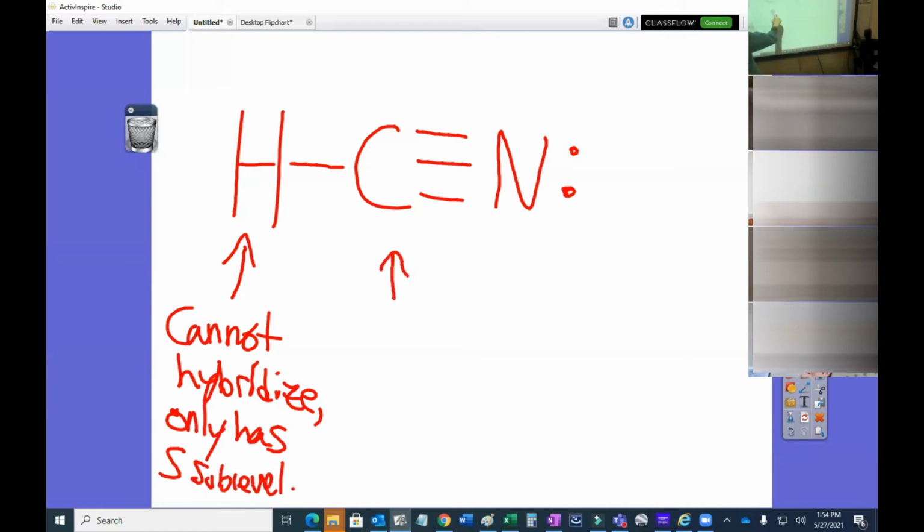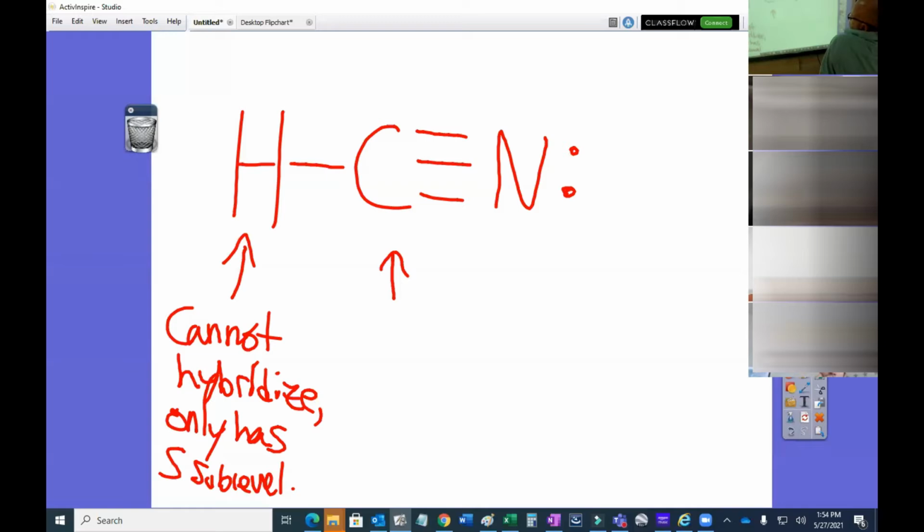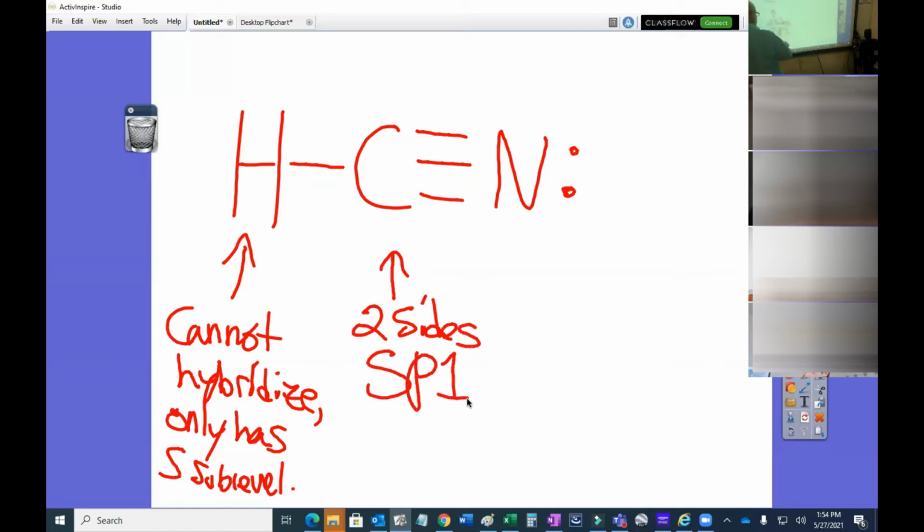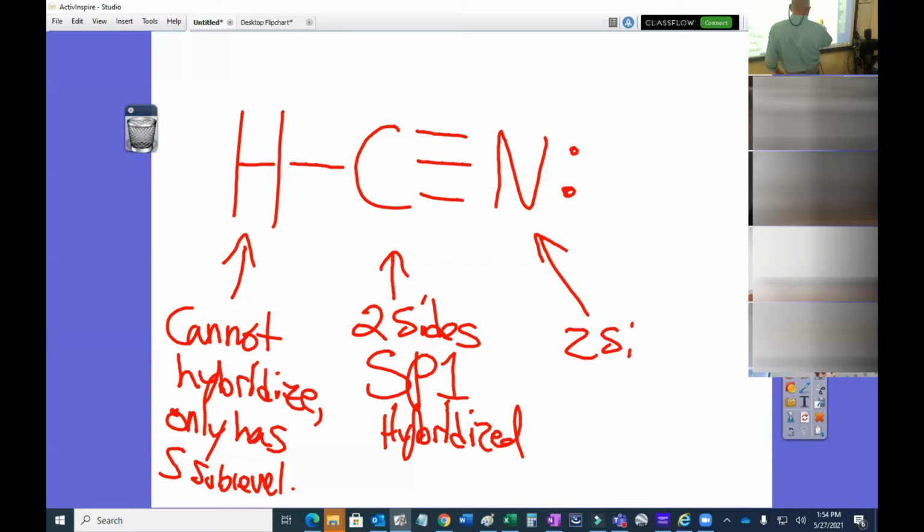Now carbon. How many sides do you see electrons on carbon? Two sides. You see electrons on the left, you see electrons on the right. Two sides, and that means that this is SP1 hybridized. Over here, what about the nitrogen? How many sides do you see electrons on nitrogen? Two, left and right, same thing. So from here to here is a straight line, and from here to here is a straight line, which means the entire thing is a straight line.